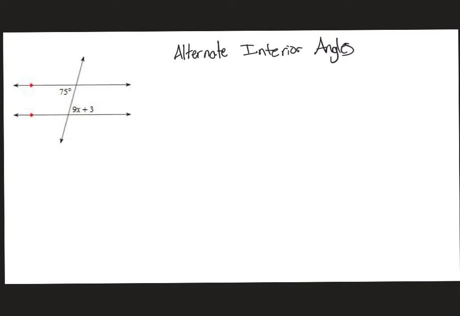Because the information given is 75 and the 9x plus 3, those are alternate interior angles. So that means that 75 has to equal 9x plus 3. And now I can solve for x.